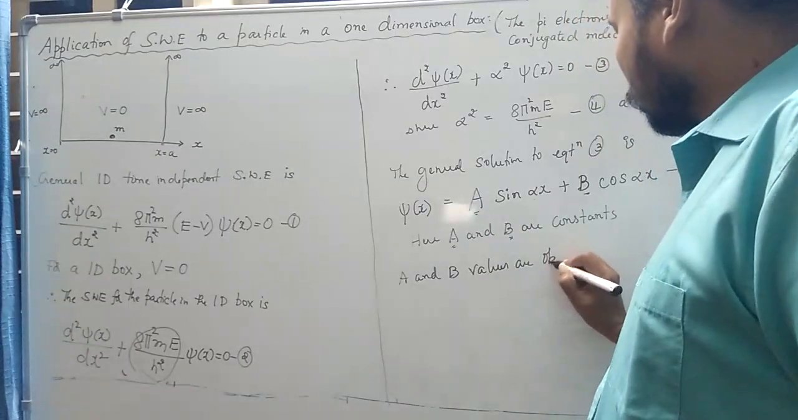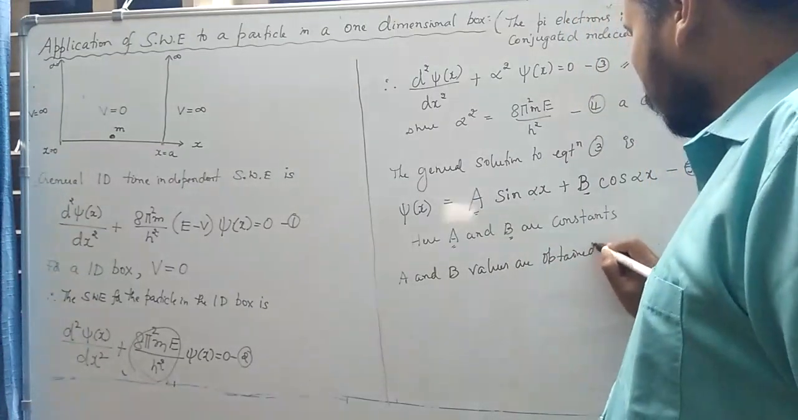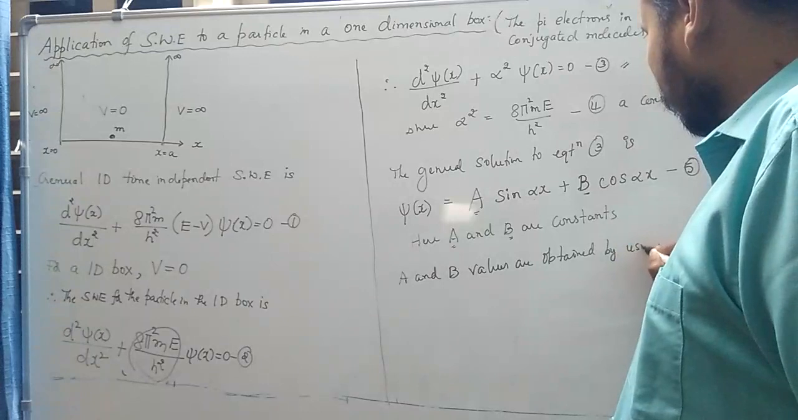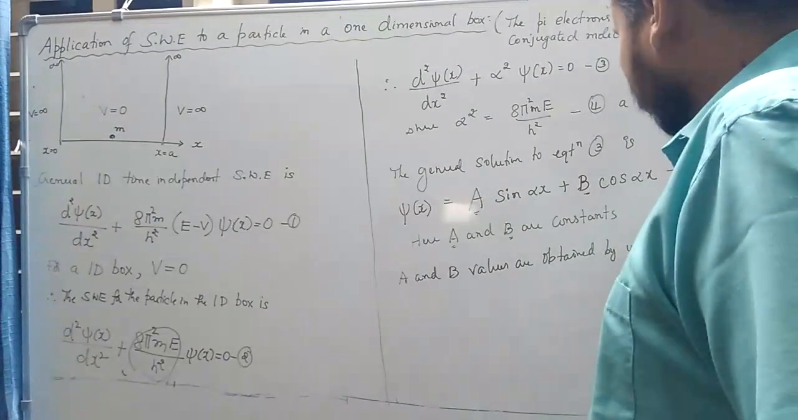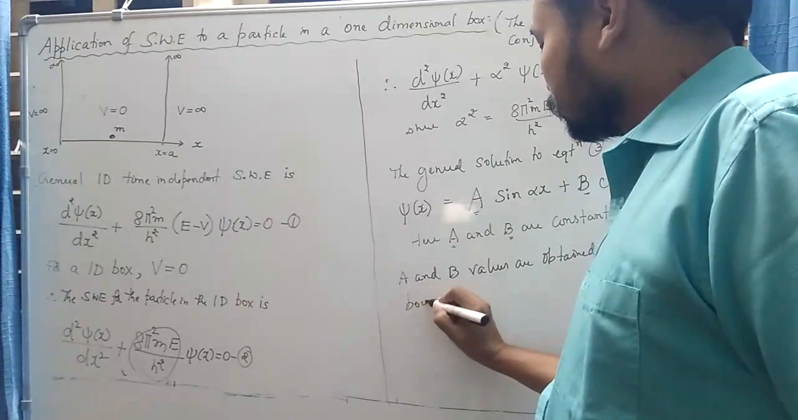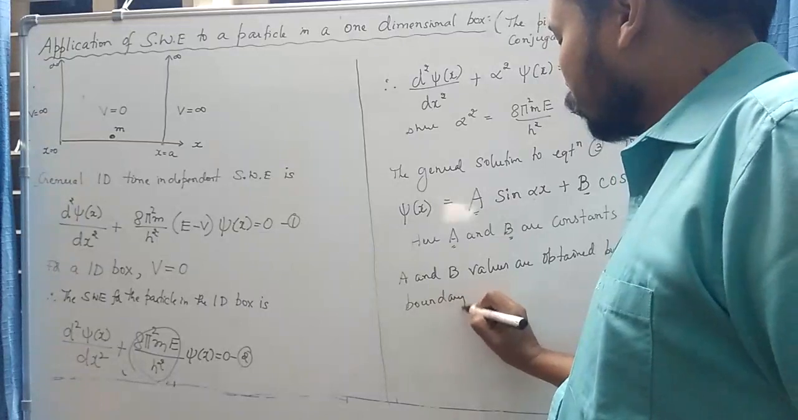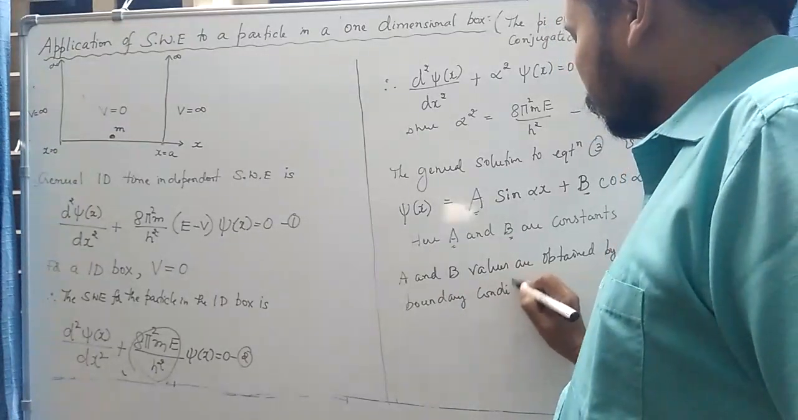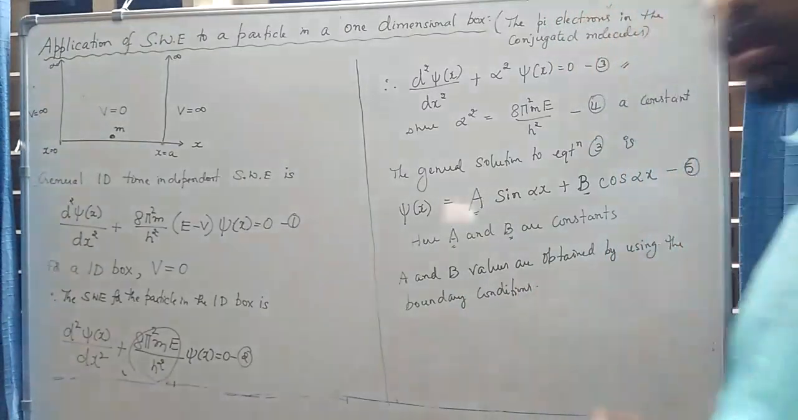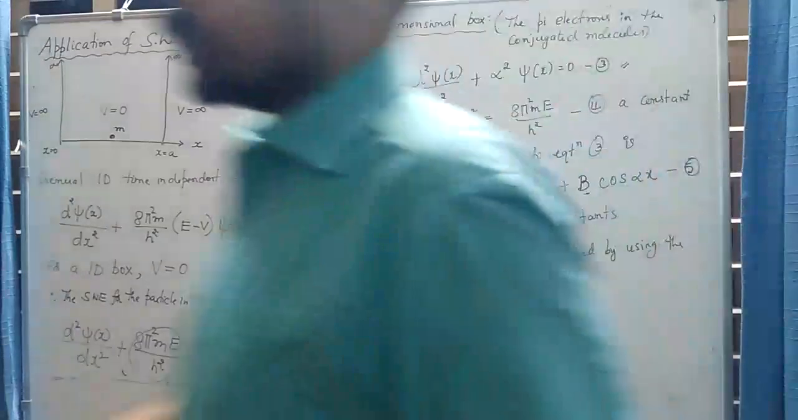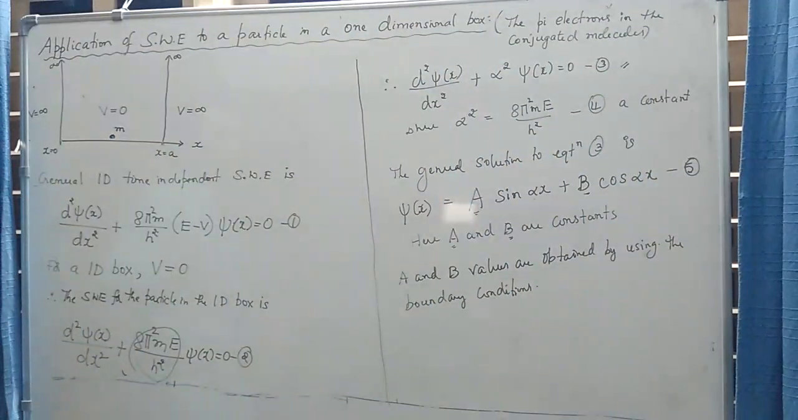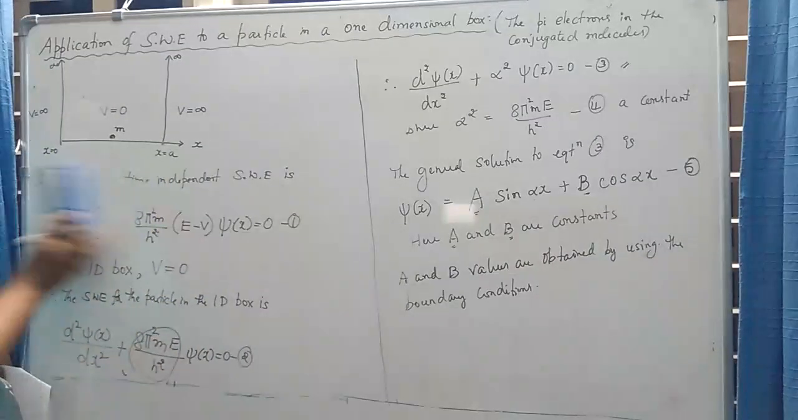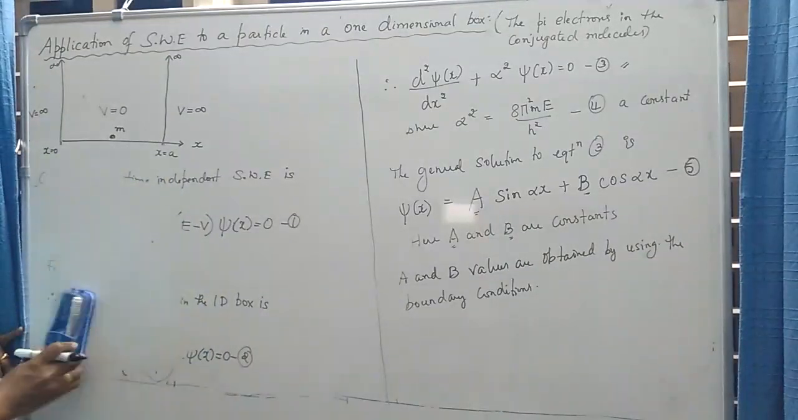So the values of a and b are obtained by using boundary conditions. So now let us understand what is the meaning of boundary condition.